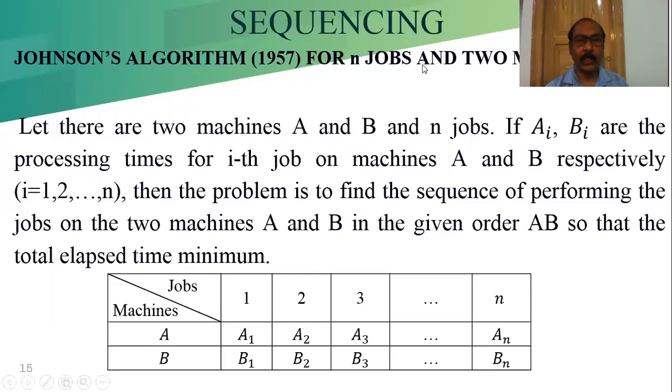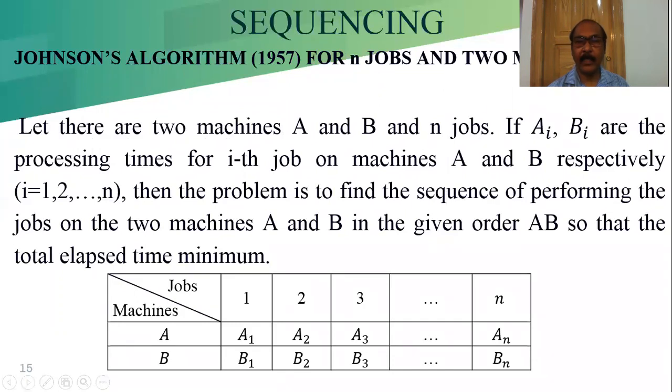So now we are discussing Johnson's algorithm for n jobs and 2 machines. That means the number of jobs is n, which are processed through 2 machines. Number of machines is 2 and n number of jobs. Since we are considering 2 machines and n jobs, machine A and machine B and n jobs.